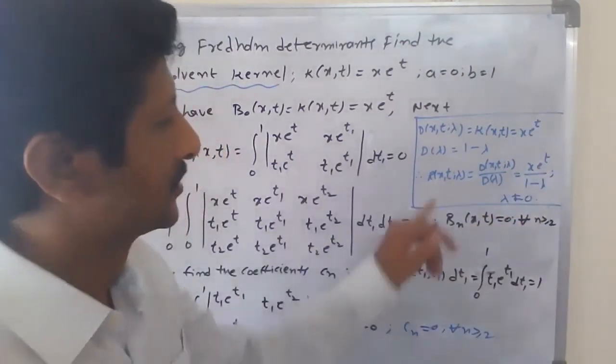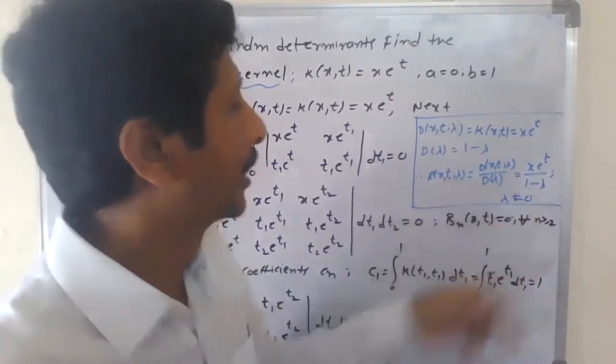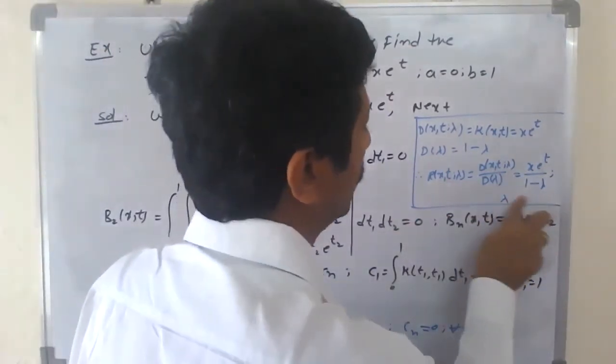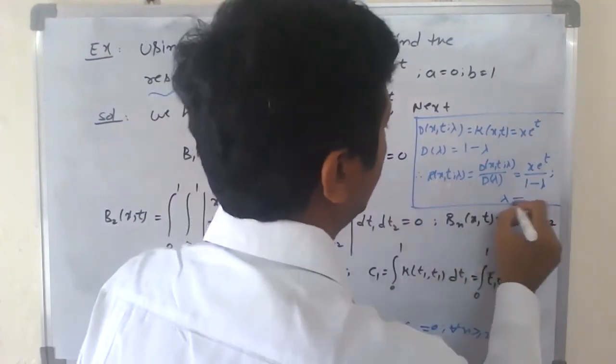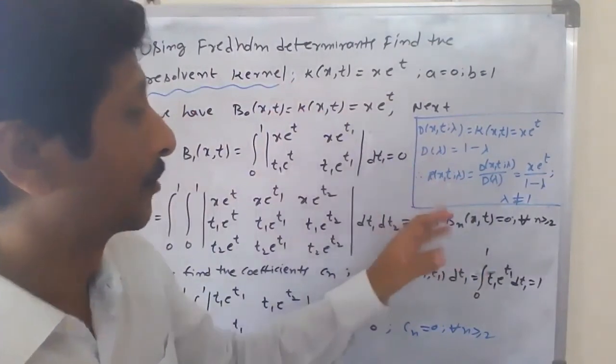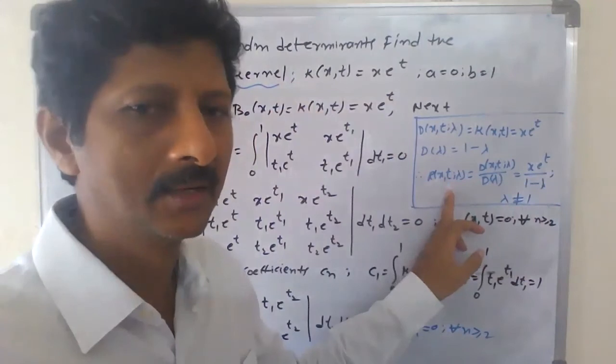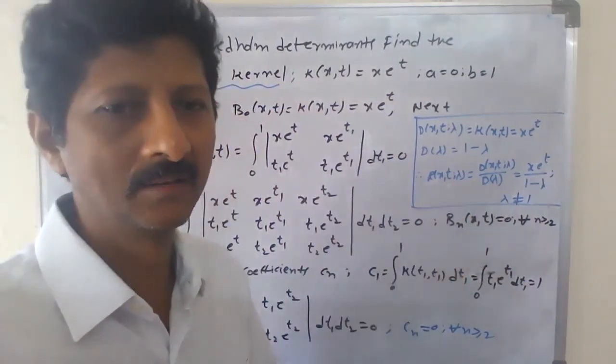Here, if you see the resultant kernel, this function is valid only when lambda is not equal to 1. Otherwise, at lambda equal to 1, the resultant kernel has a singular point. Okay. Thank you.